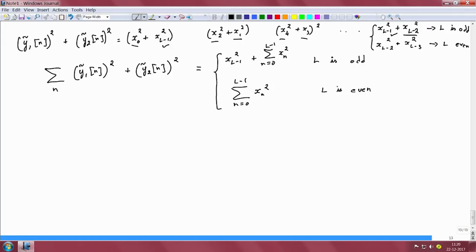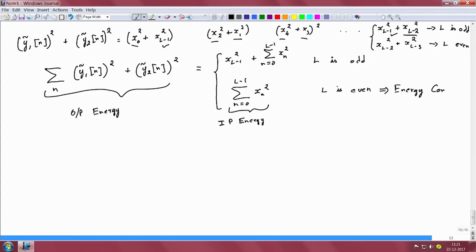So, from here, this is the energy at the input, and this is the output energy. And for L equal to even, we have energy conserved, and for L equal to odd, energy is not conserved.